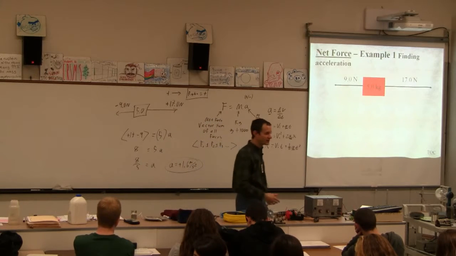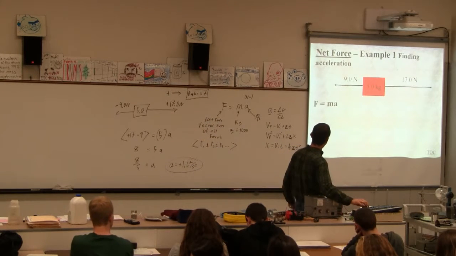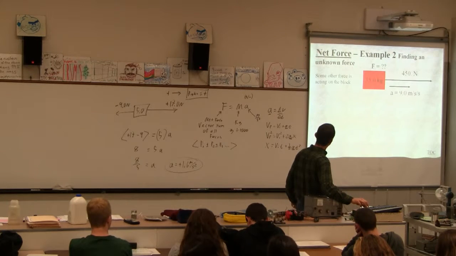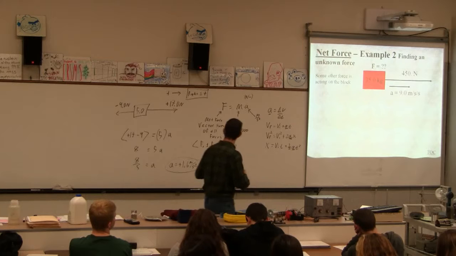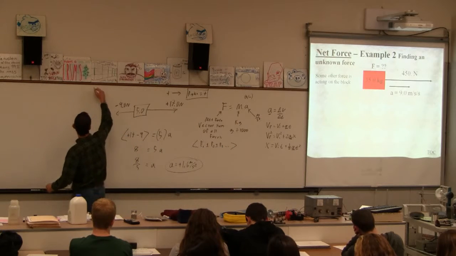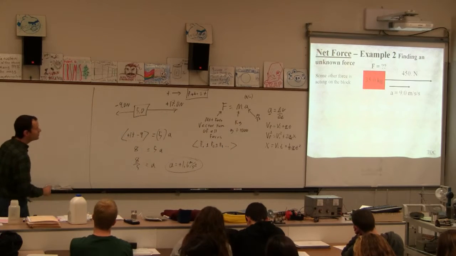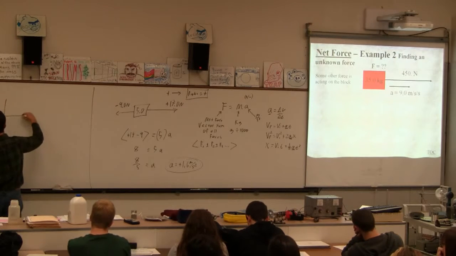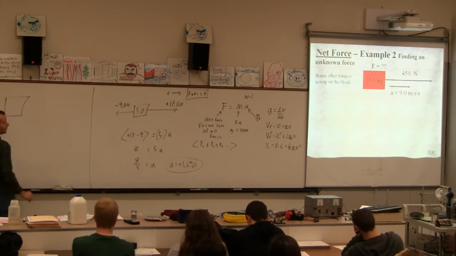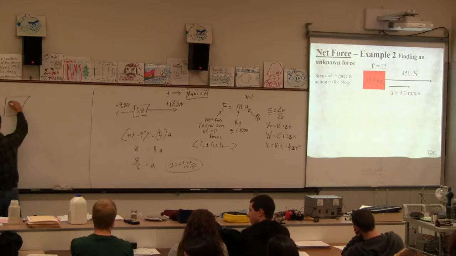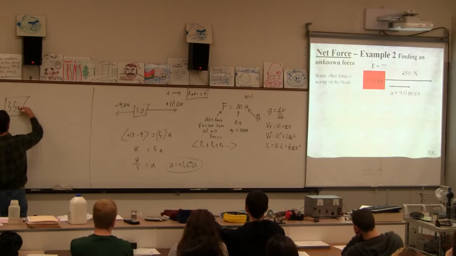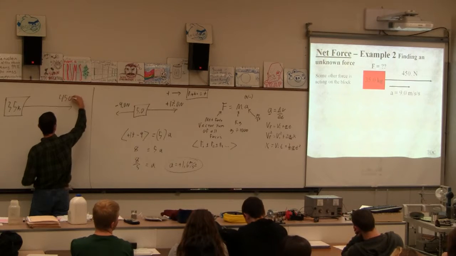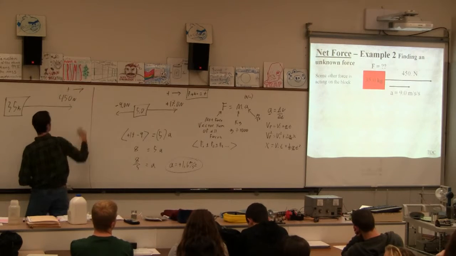The other kind, and I think it's a little bit harder, is when you've got an unknown acceleration or an unknown force, right? So here's an example where there's a force that we don't know. It could be that the 450 newtons is the only force, but I don't think so. So here's this object, right? This is 35 kilograms. There's 450 newtons of force to the right, and I'm going to make to the right positive.